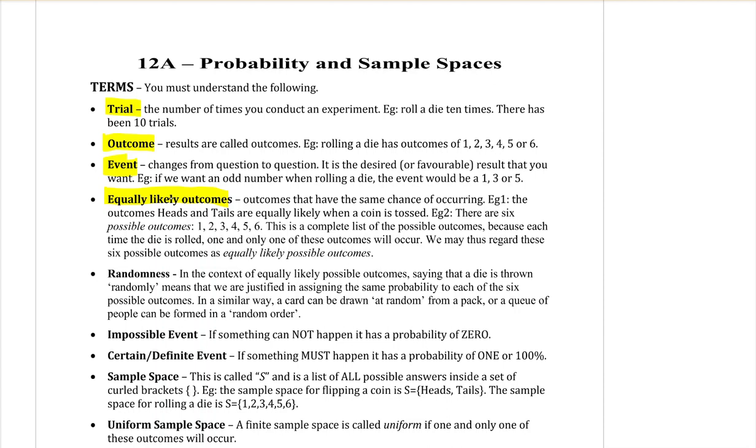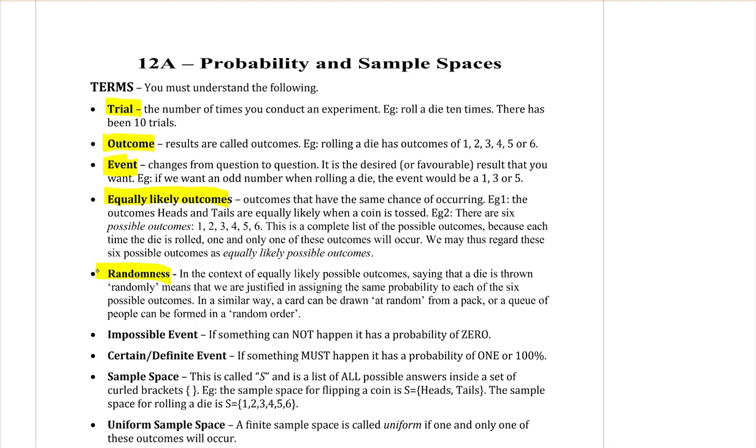Example 2, there are 6 possible outcomes on our dice, 1, 2, 3, 4, 5, and 6. This is a complete list of the possible outcomes because each time the dice is rolled, one and only one of these outcomes will occur. We may thus regard these 6 possible outcomes as equally likely possible outcomes.